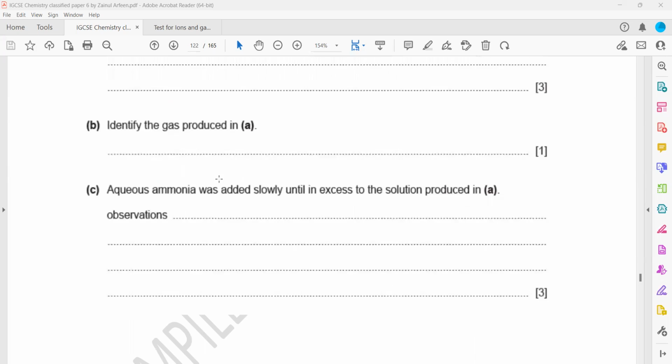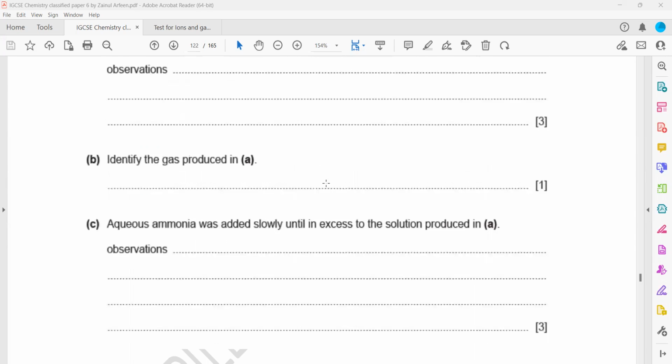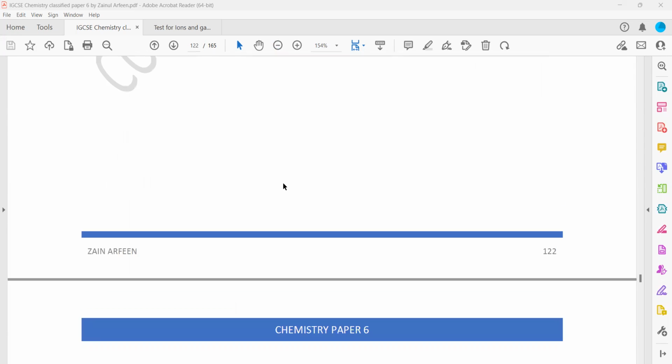Aqueous ammonia was added. If we add aqueous ammonia to a copper salt, we will get a light blue precipitate, which dissolves to give a royal blue solution. A royal blue, inky blue or dark blue solution will form.